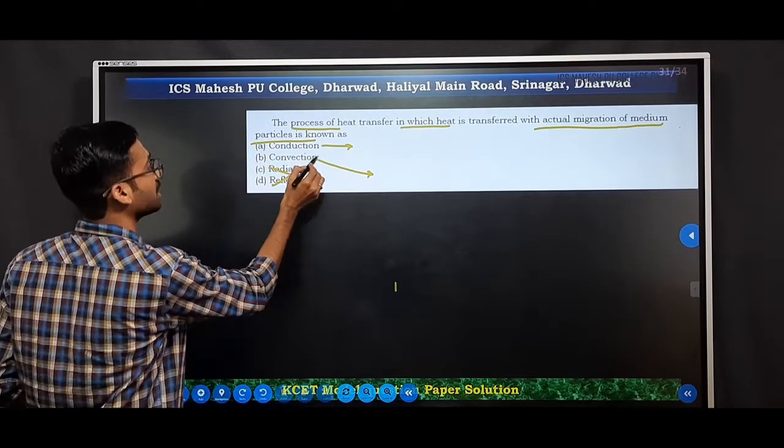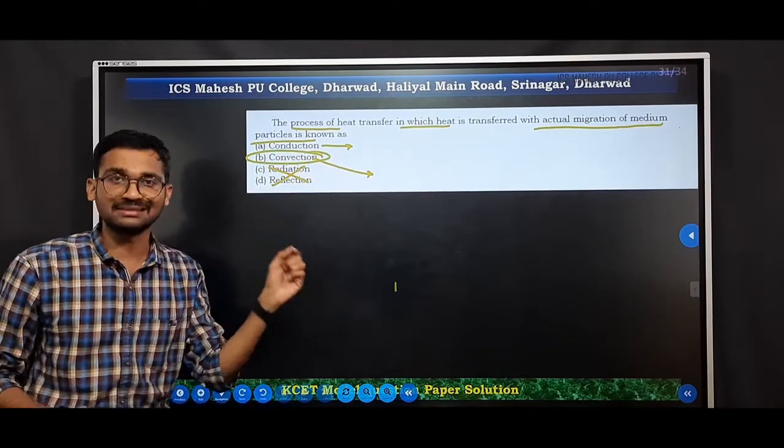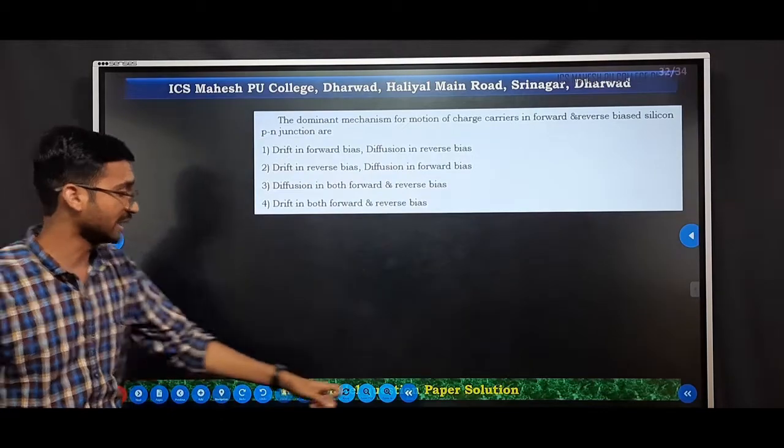Therefore, for the given question, convection is the right answer, otherwise B is the proper answer. Moving on to the next one.